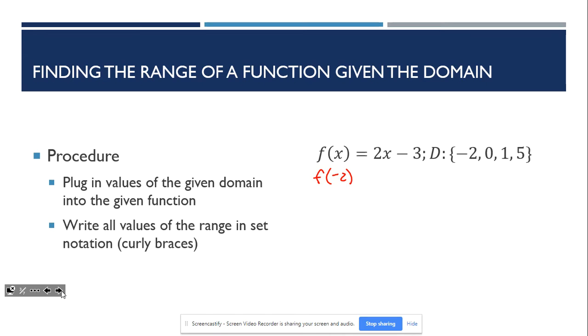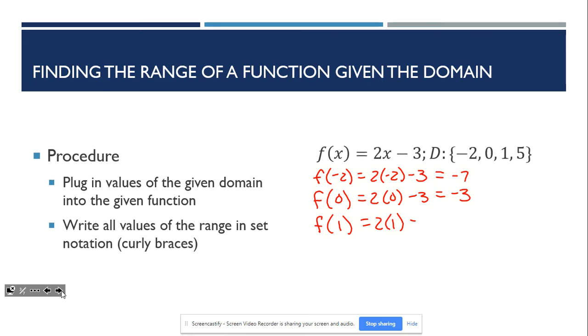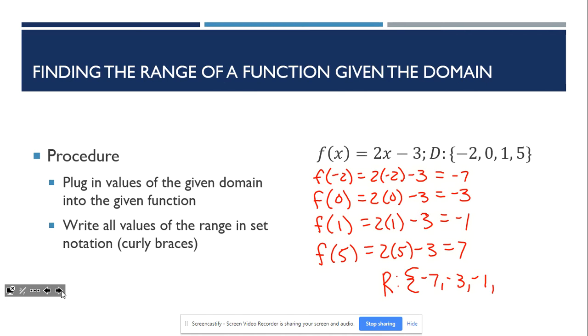So f of -2 is equal to 2 times -2 minus 3, which is equal to -7. Next one, f of 0, would be equal to 2 times 0 minus 3, which is -3. f of 1 would be equal to 2 times 1 minus 3, which would be -1. And finally, f of 5 would be equal to 2 times 5 minus 3, which is equal to 7. So our range for this function is simply going to be {-7, -3, -1, 7}.